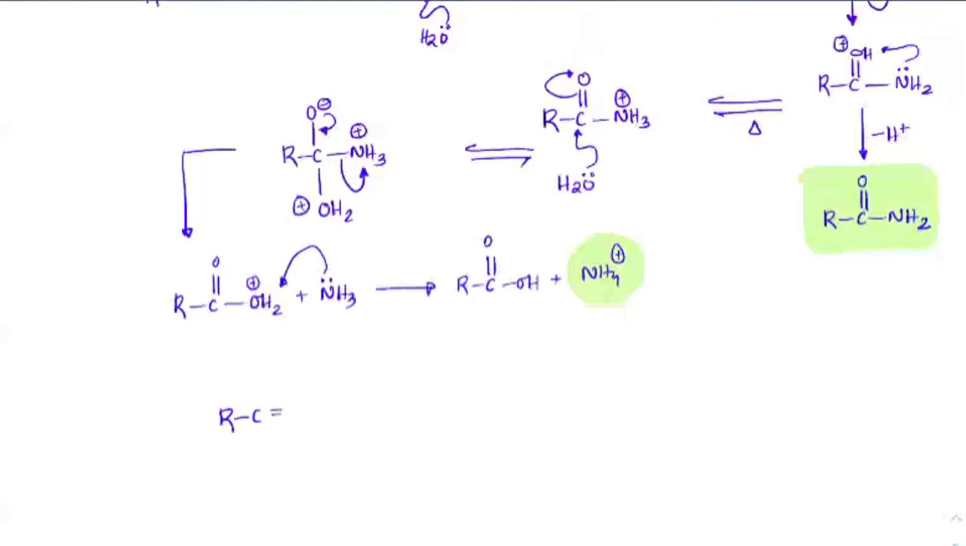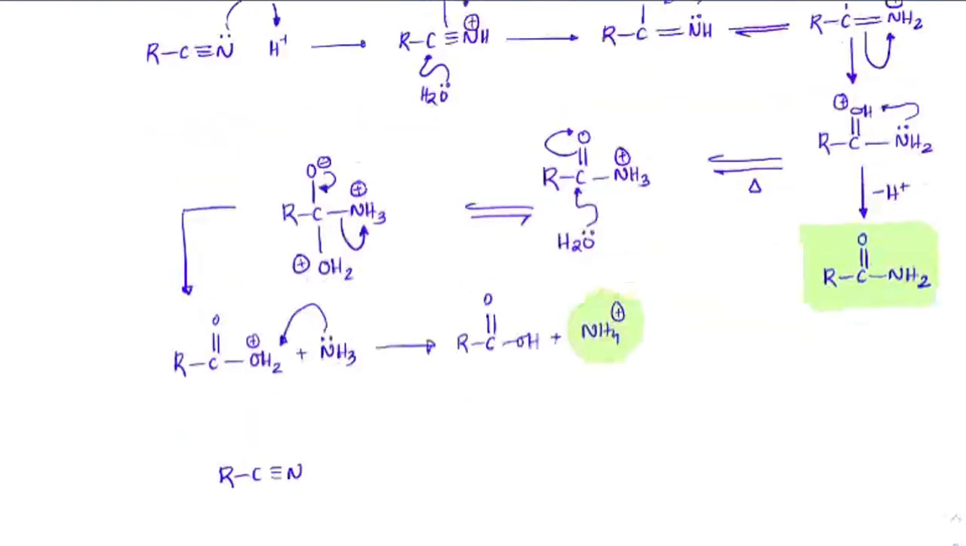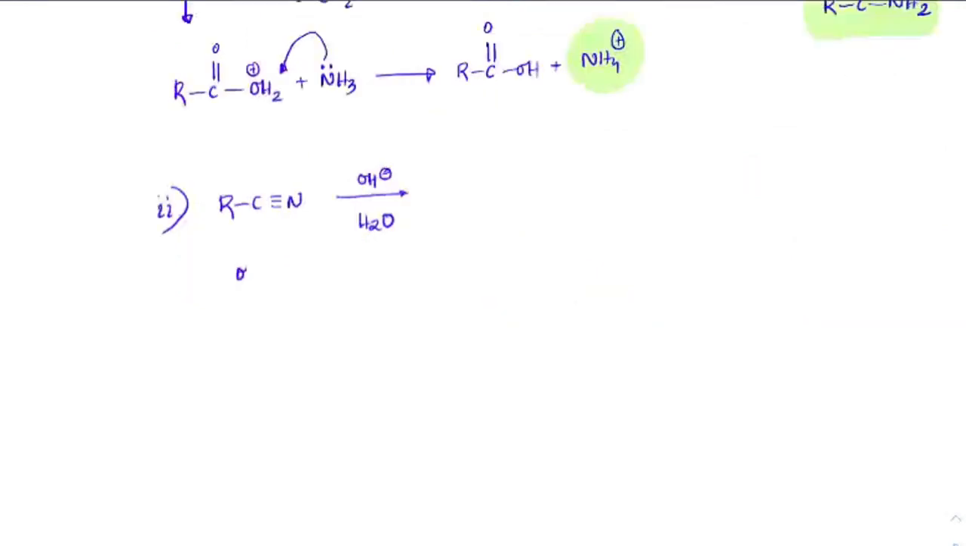So try it right away. RCN in basic medium, OH minus and H2O. Hint is you must get amide also as an intermediate here. Keep practicing, everyone. See, OH minus as a nucleophile will attack on the carbon directly. You will get RC double bond N minus and OH. Those who are able to do this, please don't watch, keep doing it.